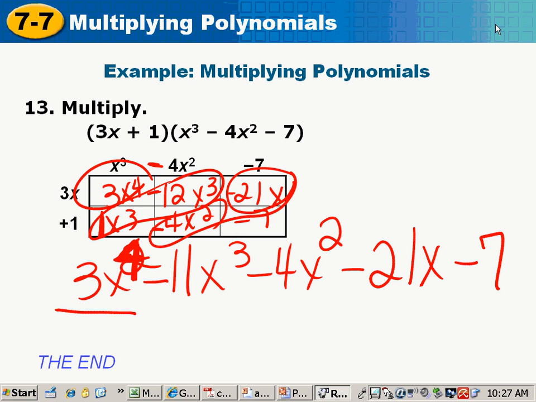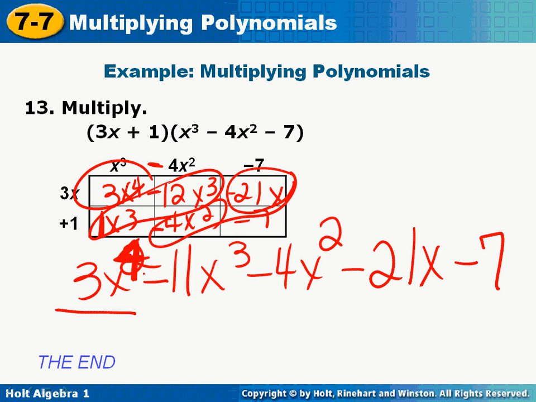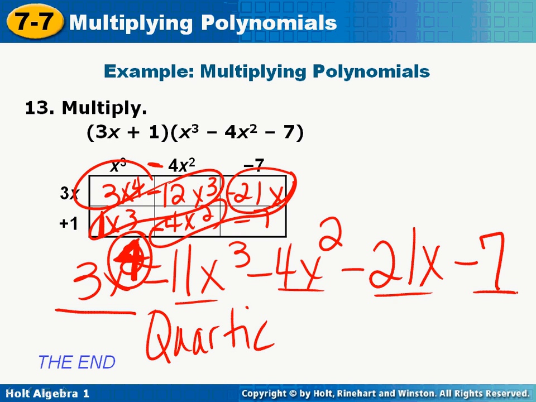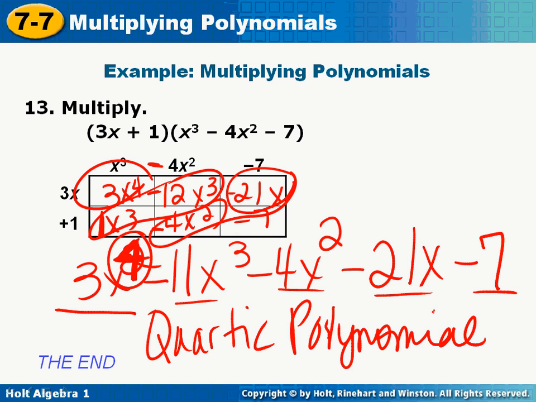Okay, so now let's name it. That fourth power means that it's going to be a what? Quadratic or quartic? Quartic. How many terms? 5 terms. What do we call 5 terms? Polynomial. All right, that's the end.